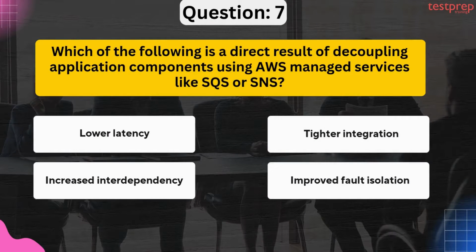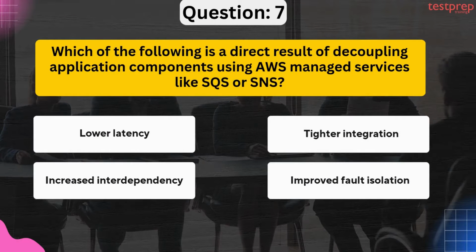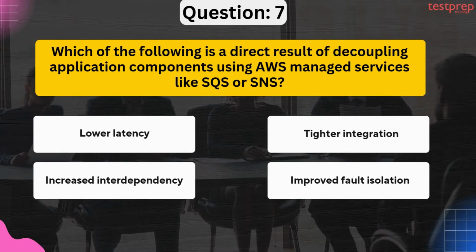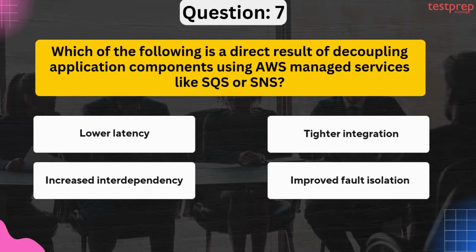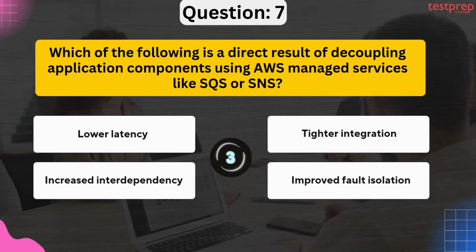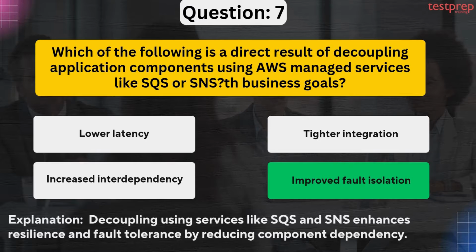Question 7. Which of the following is a direct result of decoupling application components using AWS managed services like SQS or SNS? The correct answer is improved fault isolation. Decoupling using services like SQS and SNS enhances resilience and fault tolerance by reducing component dependency.